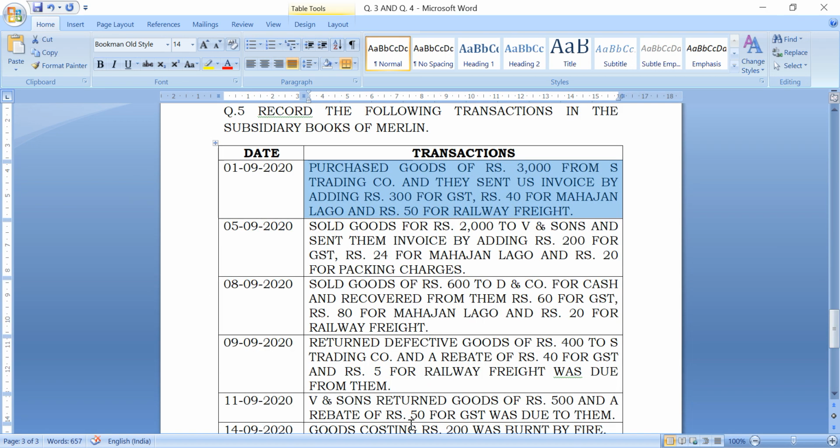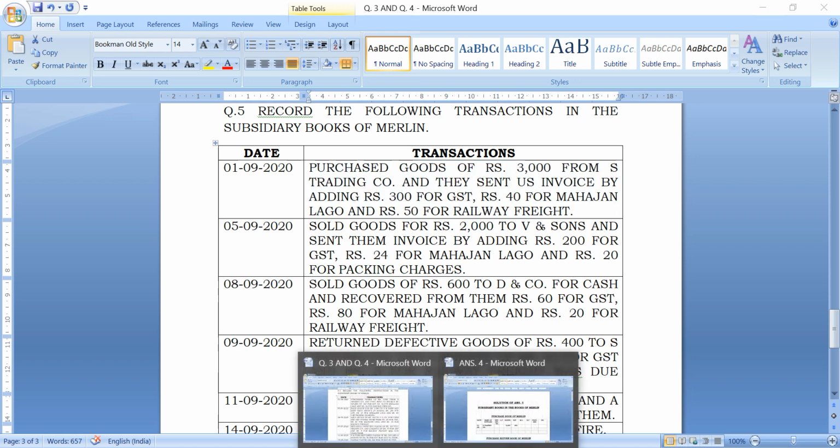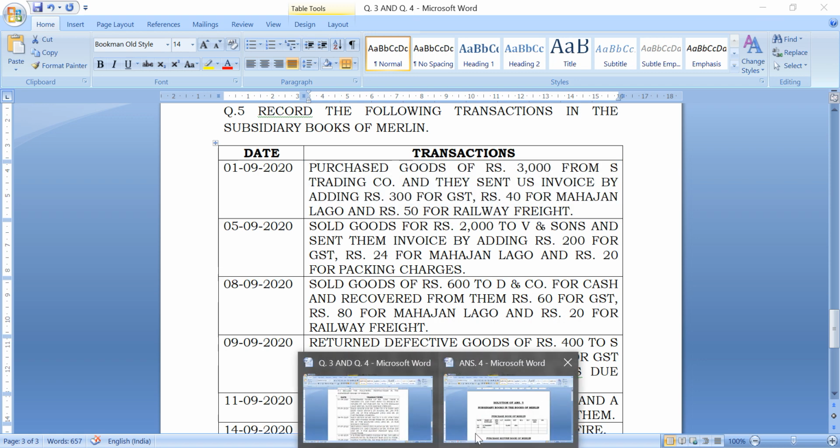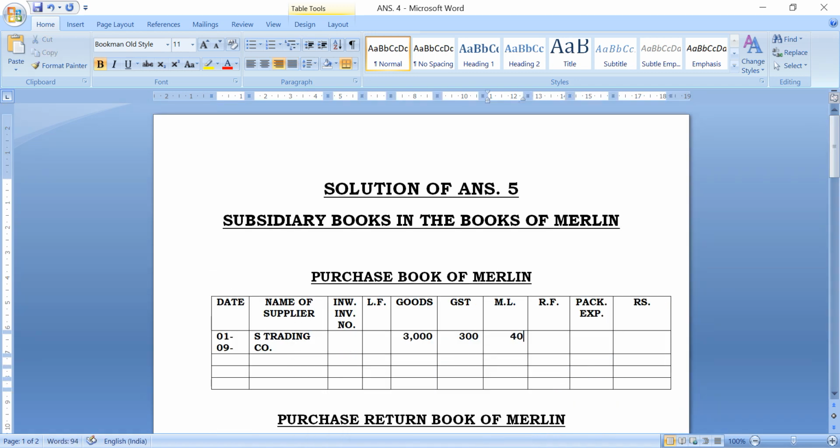Then refer this: 40 rupees for Mahajan Lago, 50 rupees for railway freight. In the column of Mahajan Lago, 40 rupees, 50 rupees for railway freight, no packing expenses.